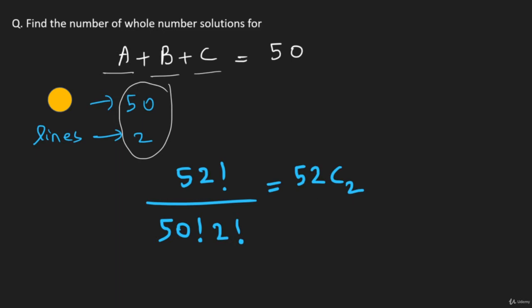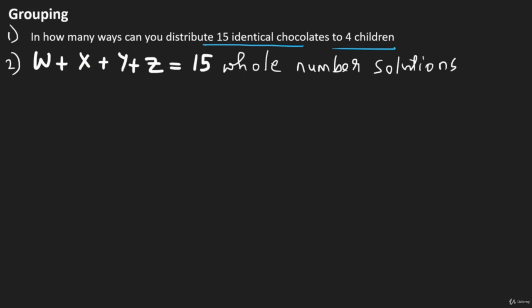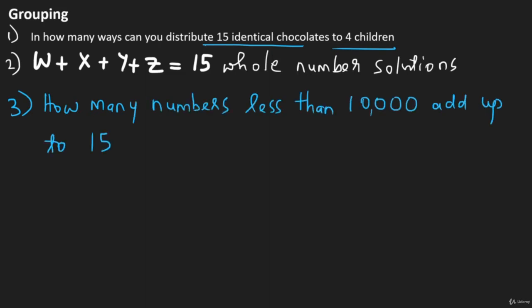Now 52C2, we know we can solve it as 52 into 51 by 2, and when you solve this, you will get your answer as 1326. We have discussed these two questions so far, and we have seen that they are one and the same, right? Now let's discuss a few variations of this same question, which we will be discussing in greater detail in the following videos. A similar question could be, how many numbers less than 10,000 add up to 15, right?